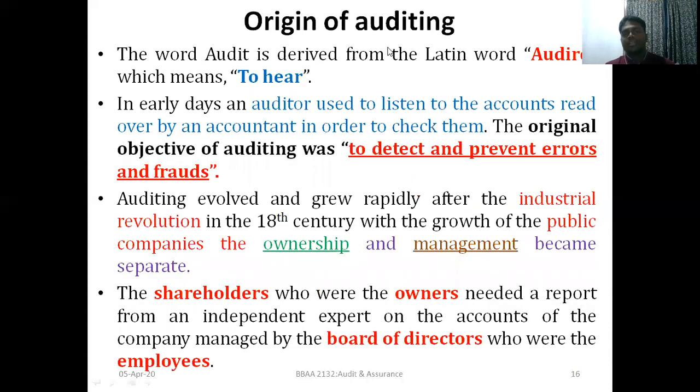Then we discussed the origin of audit, the history. The early objective of audit was to detect and prevent errors and fraud. Then, after some time, after the industrial revolution, it changed to true and fair. In between the two, we discussed the problem with ownership and management in public companies. That's the reason the audit objective was changed.